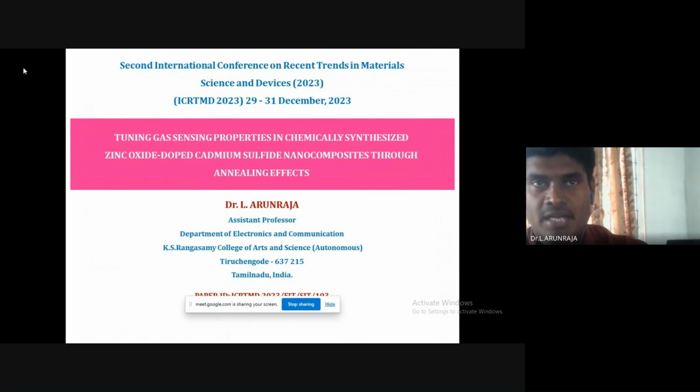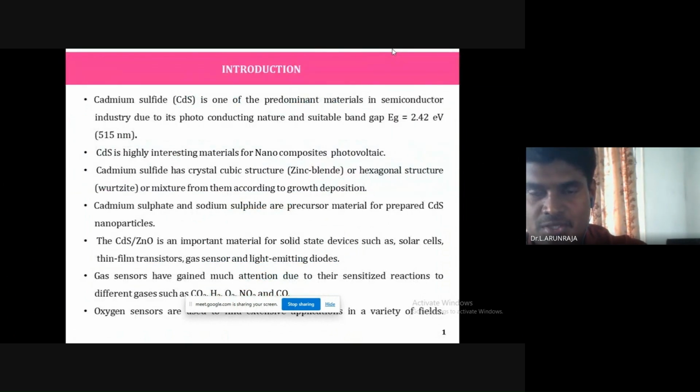Myself, Dr. Arun Raja, Assistant Professor, Department of Communication. My research area is tuning gas sensing properties in chemically synthesized zinc oxide doped cadmium sulfide nanocomposite through annealing. Now, going to start with the introduction.